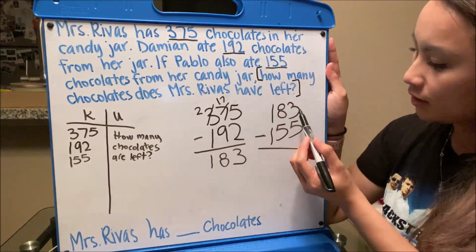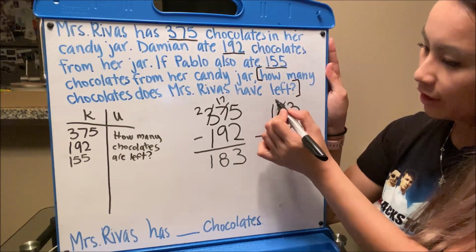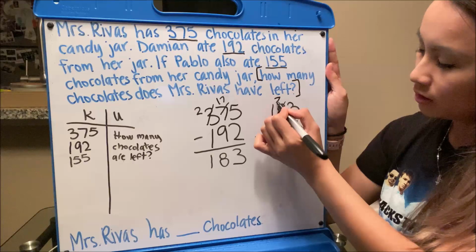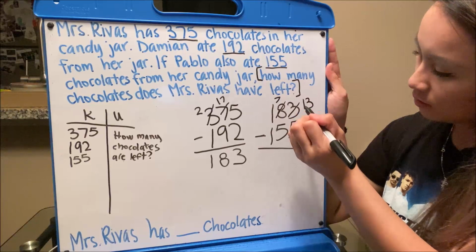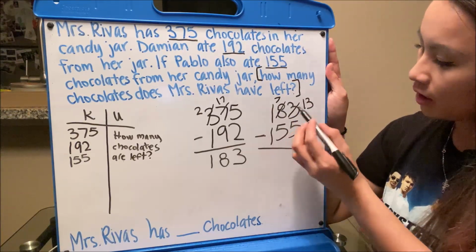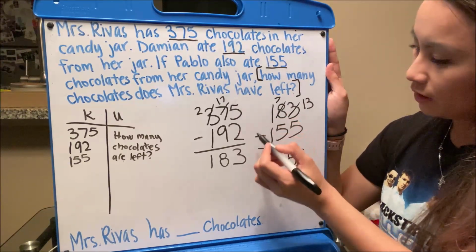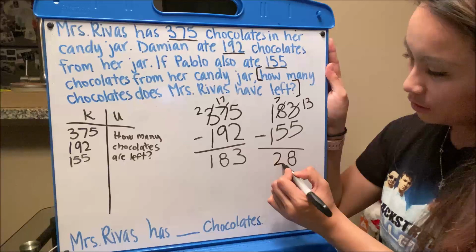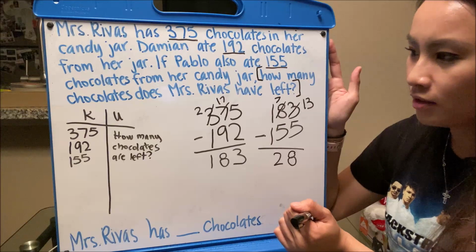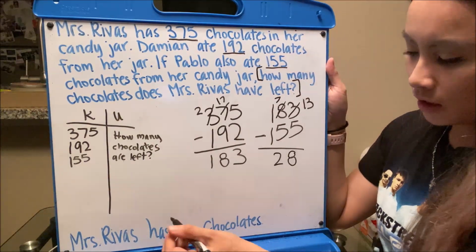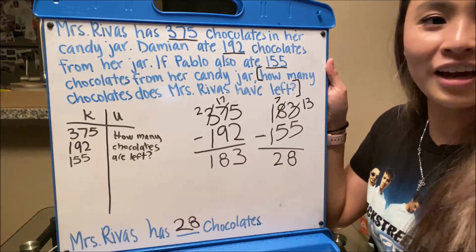Remember, start in the ones place. And if there's more on the floor, we go next door. So this 8 turns to a 7, and this 3 turns into a 13. Now, 13 minus 5 is 8. 7 minus 5 is 2, and 1 minus 1 is 0. So, how many chocolates did Mrs. Rivas have left? She now has 28 chocolates left in her jar.